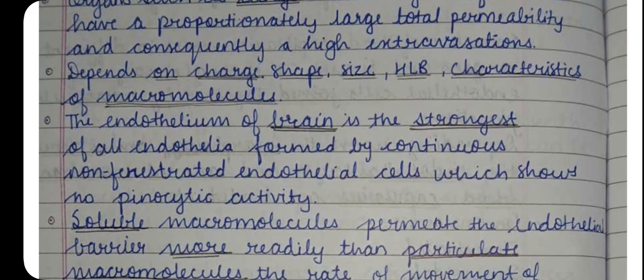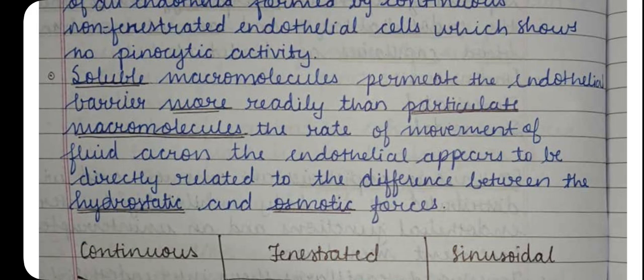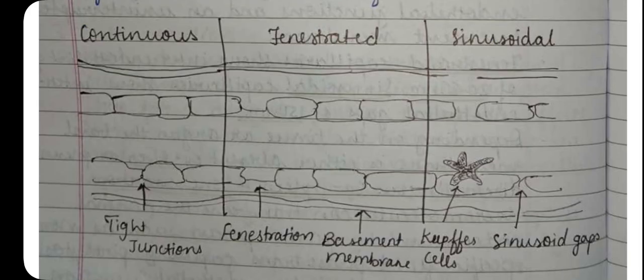the strongest of all endothelia, which is formed by continuous non-fenestrated endothelial cells, which show no pinocytic activity. Soluble macromolecules permeate the endothelial barrier more readily than particulate macromolecules. The rate of movement of fluid across the endothelium appears to be directly related to the difference between the hydrostatic and osmotic forces. The line below is the basement membrane.